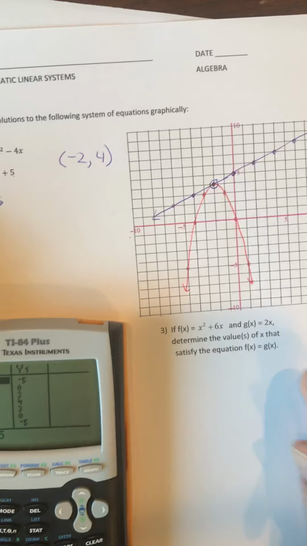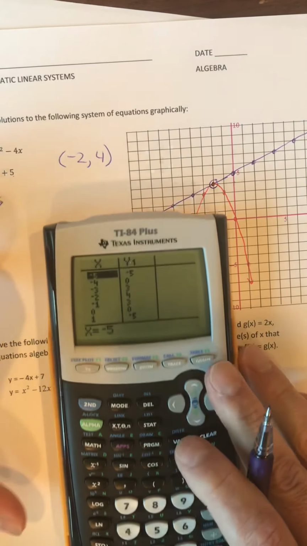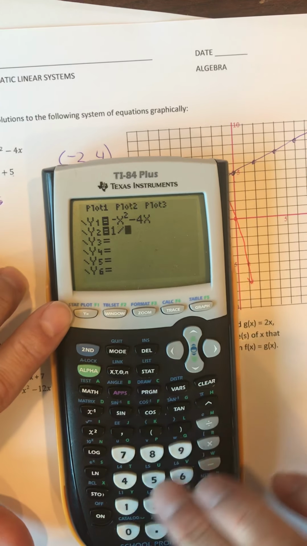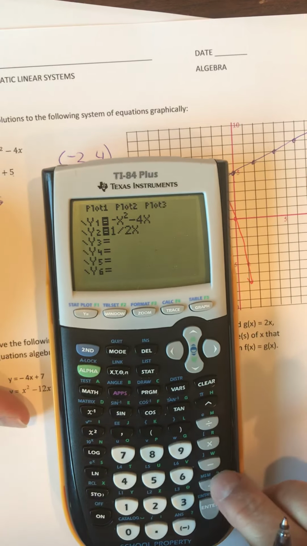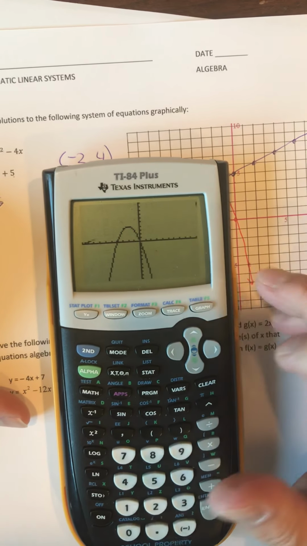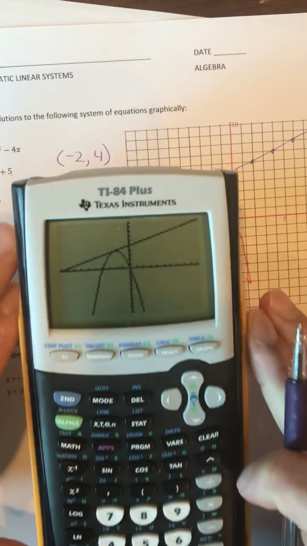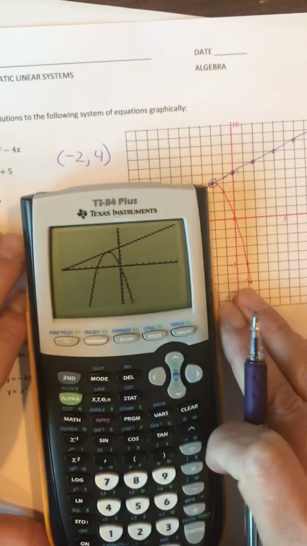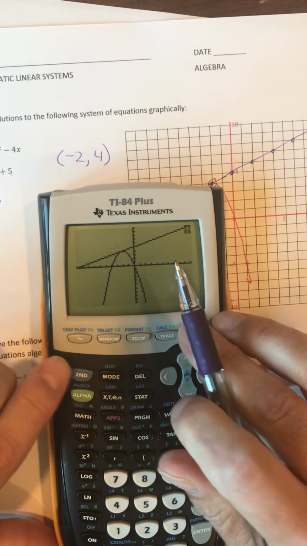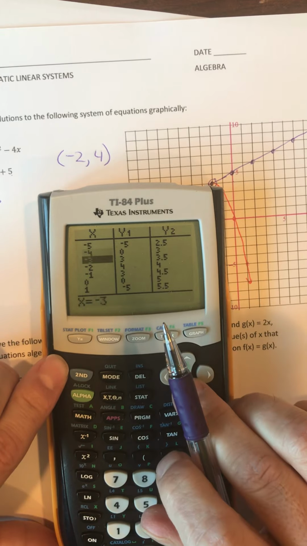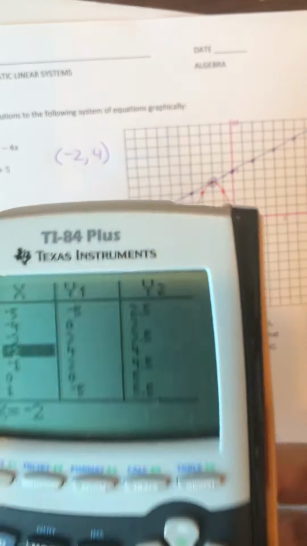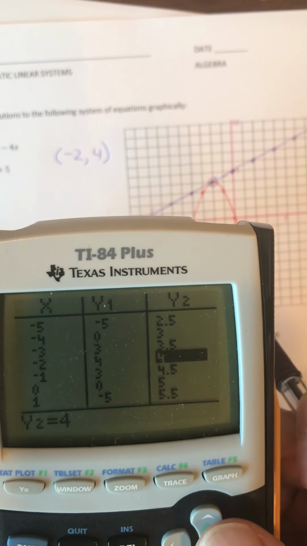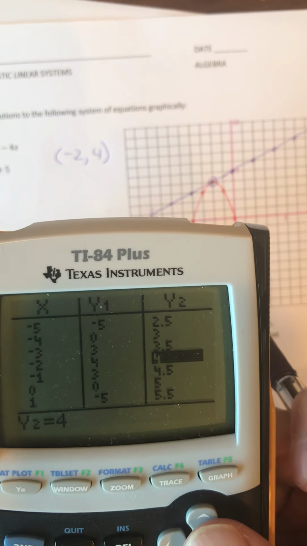I also want to show you that if you don't have graph paper, you could put both equations in at the same time. So I'm going to leave the quadratic in, and then I'm going to plug in 1/2 x plus 5. See what it looks like on the graph first, and then go to the table. We could see that our solution is left of 0, so we're going to go negative values for x. If you look at -2, both y's have a value of +4. So that's our solution.